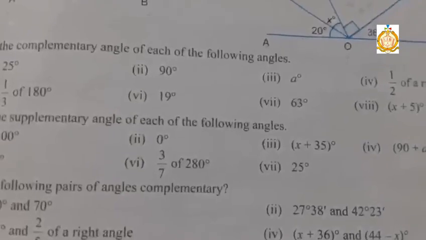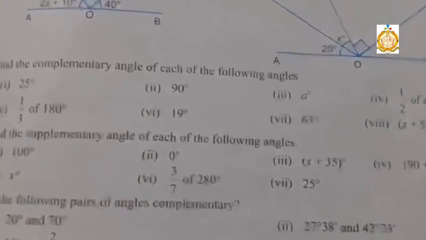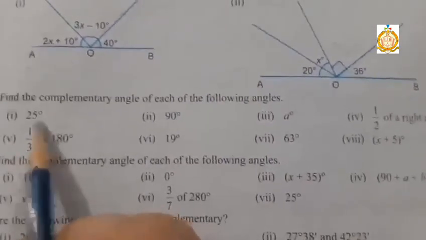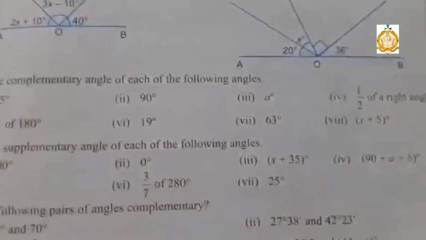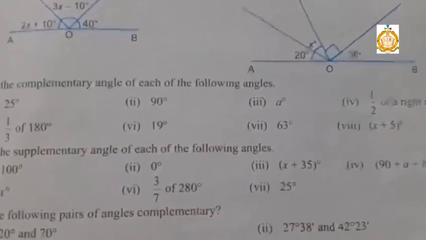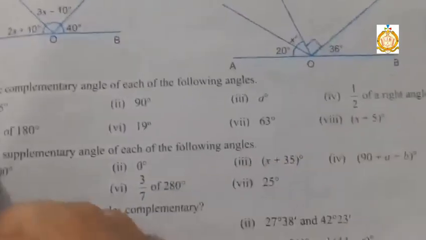In the sixth part, we have to find the complementary angle of each of the following. Here it is given 25 degree, so its complementary angle would be 90 minus 25 degree, that is 65 degree. See, I have done the part 4th of the question 6.